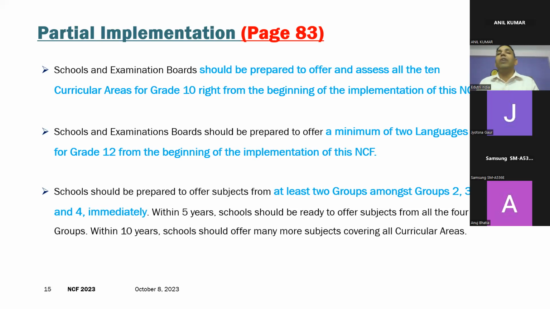There is no if and but, because for other things, for boards, for semesters, for everything, they have given in years, in the years to come, in the next 10 years, in the next 5 years, they have written all like this. But for these 2 things, they have clearly written from the beginning of implementation of the NCF. That means there is no choice with the government or with the boards.